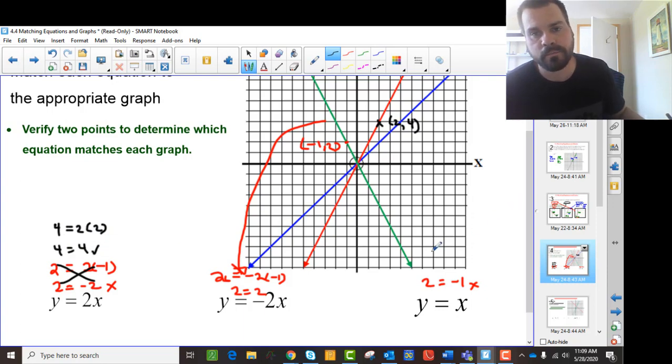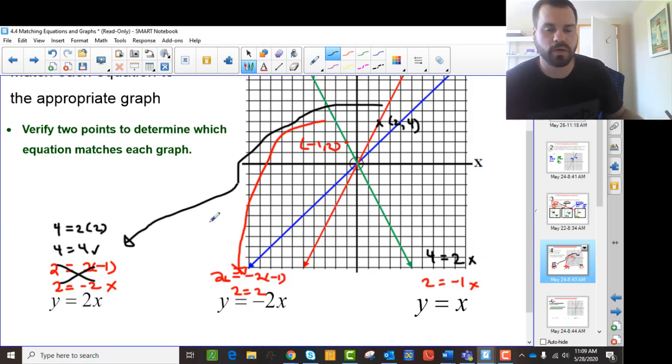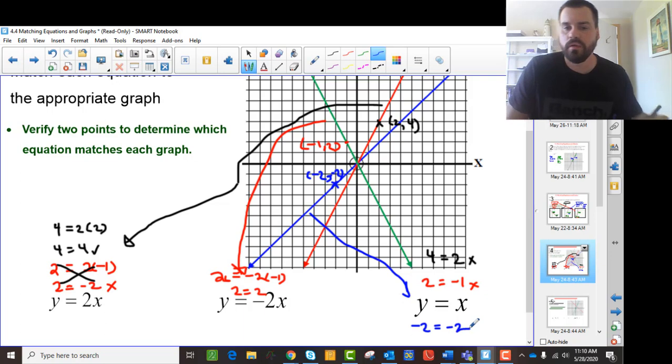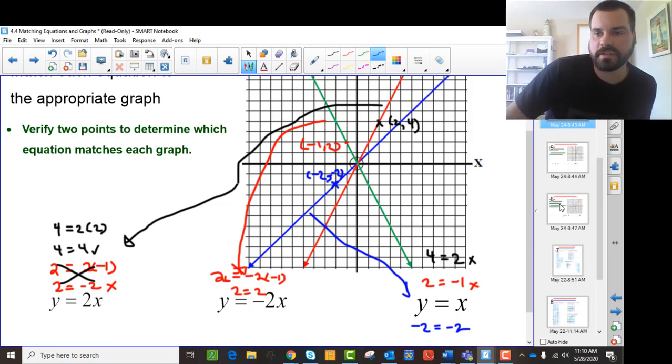Over here we try it, and we get 4 is equal to 2. And we say, nope, that's not right. So that means this red graph is this equation. Okay, it's y equals 2x. And that, of course, leaves the blue one to be y equals x. If you want to check that, just choose a point here. It's -2 and -2, right? We know it doesn't work in the other two, but it does work here because -2 is equal to -2. So that's how you can match the graph to the equation pretty easily, okay?